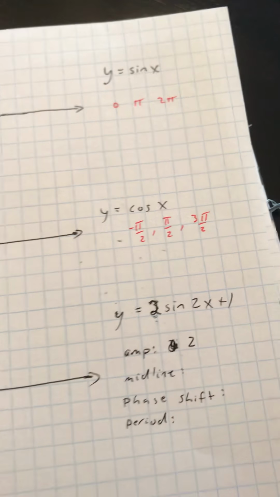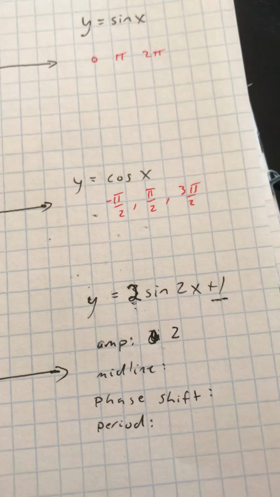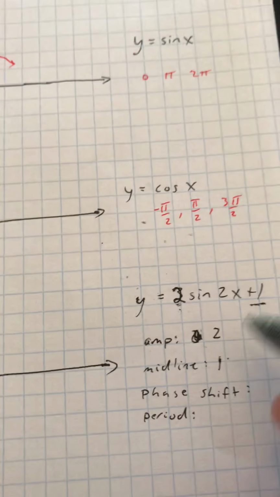And that's going to make the amplitude 2. Okay, it's going to be shifted up 1 unit, so the midline is going to be at y equals positive 1, or you could think of it as being shifted up 1 unit. The phase shift, there is no phase shift. You could say it's 0 degrees or 0 radians. It's not shifted left or right. There's nothing being added or subtracted to this x.